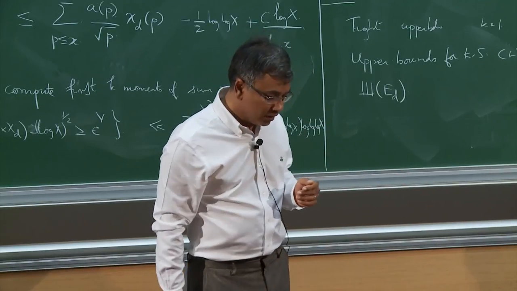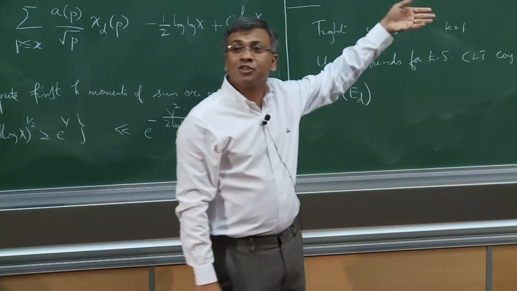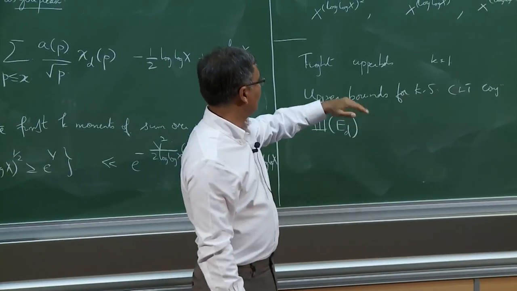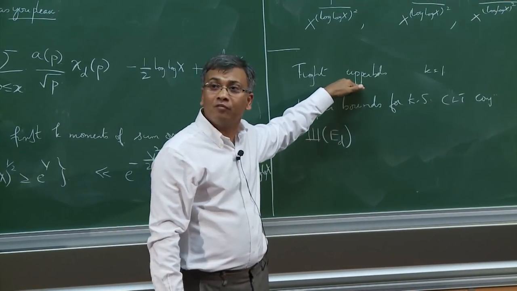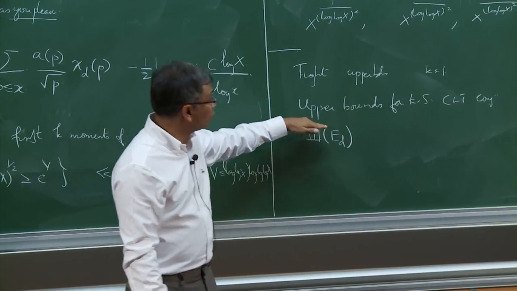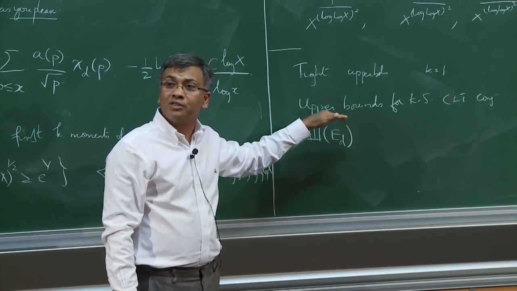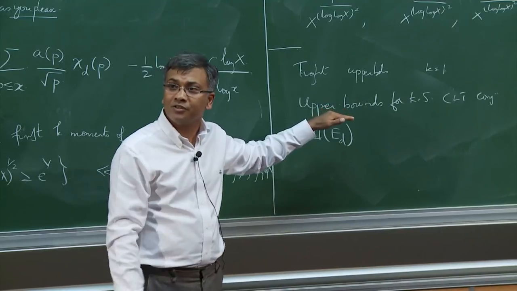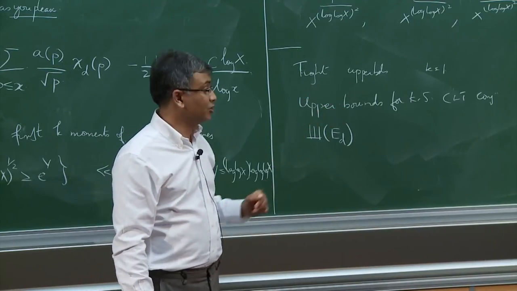Okay? So then all of the rest of the arguments will go through, and you will get the right tight upper bounds for moments. You also get the upper bounds in the central limit theorem conjecture, precisely this, without any loss, I should say, if you restrict yourself to prime discriminants.